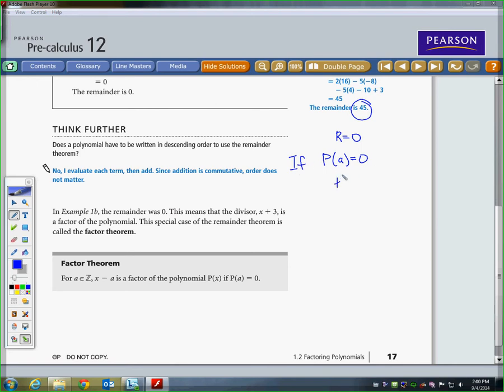then x minus a is a factor. So we could rewrite that. It's another way of writing this. Okay, moving on to the next page.